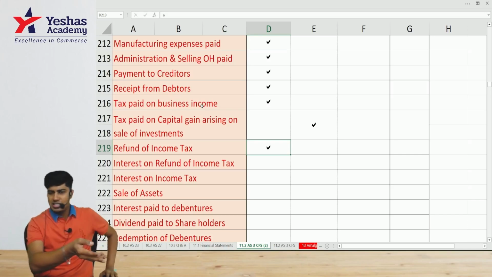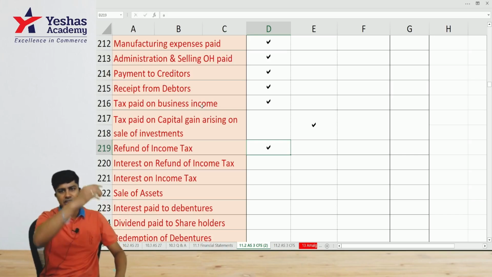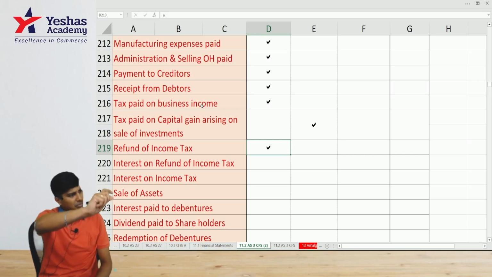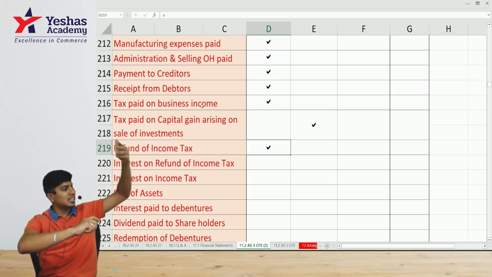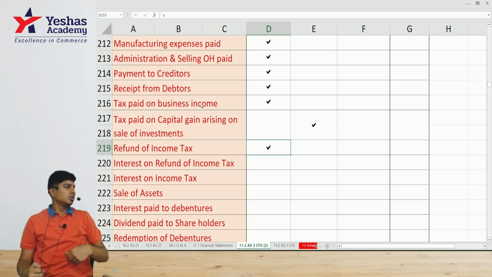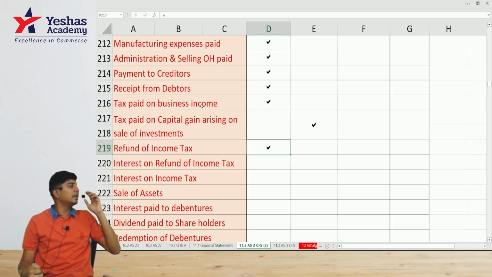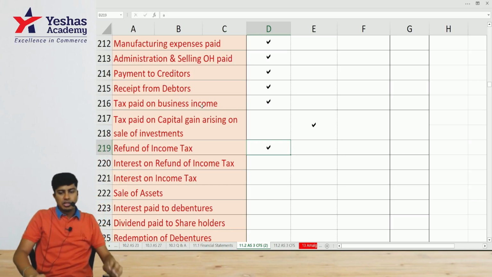When you paid excess TDS or excess advance tax, later when the tax payable becomes lesser than the tax already paid, you download Form 26AS, put in the excess money, and you would get it back. That is refund of income tax, an operating activity. Okay, come to the next one.